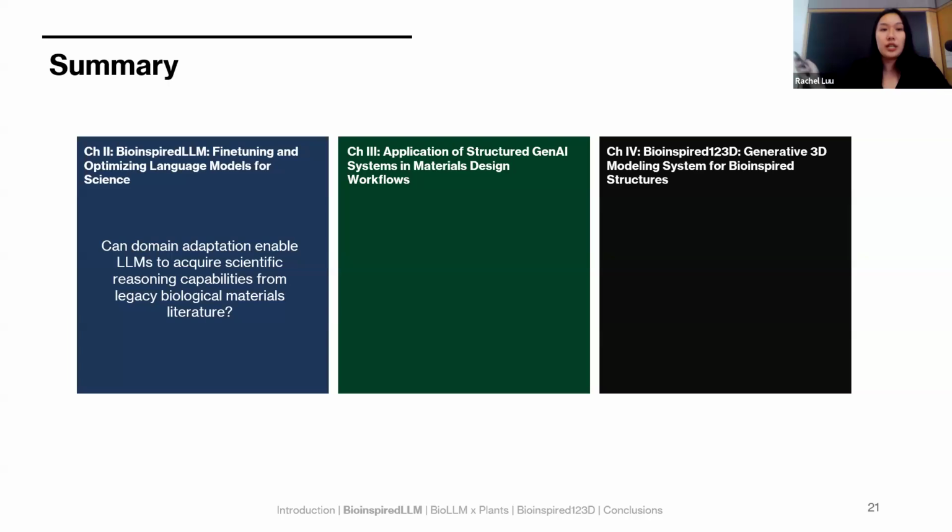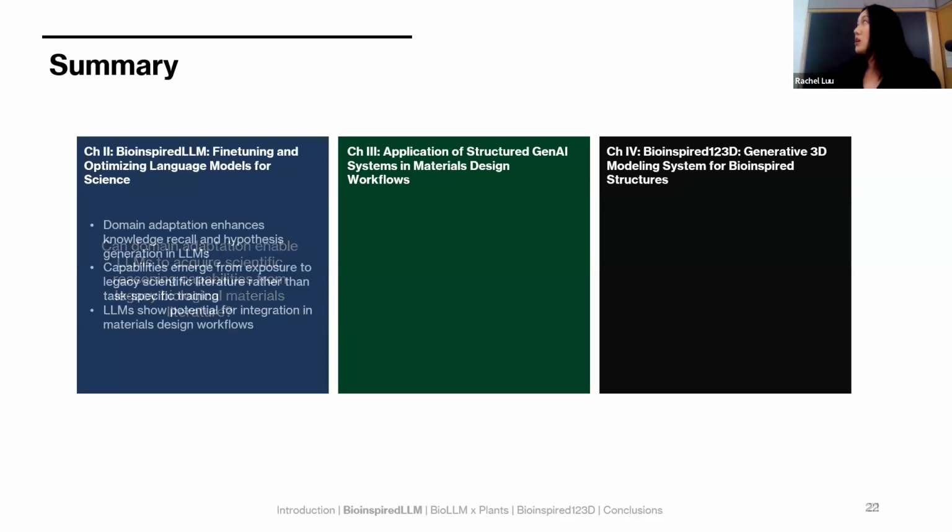Here's the key question again: what happens if you add domain adaptation to LLMs? We find that when we do this, it enhances knowledge recall and hypothesis generation. And it's really interesting because these capabilities emerge simply from exposing these models to scientific literature rather than doing task-specific training, which is what people normally do in scientific ML. And we also show the potential for integration into materials design workflows.